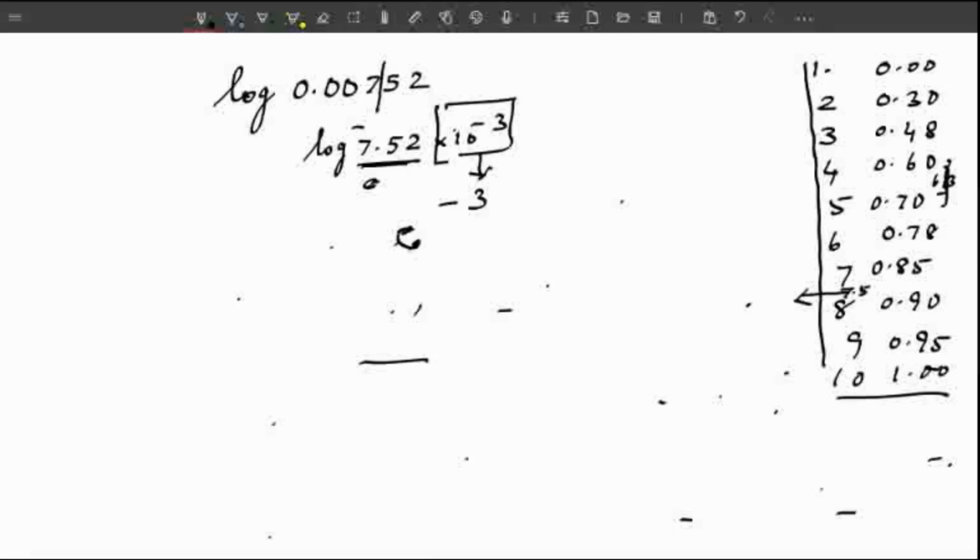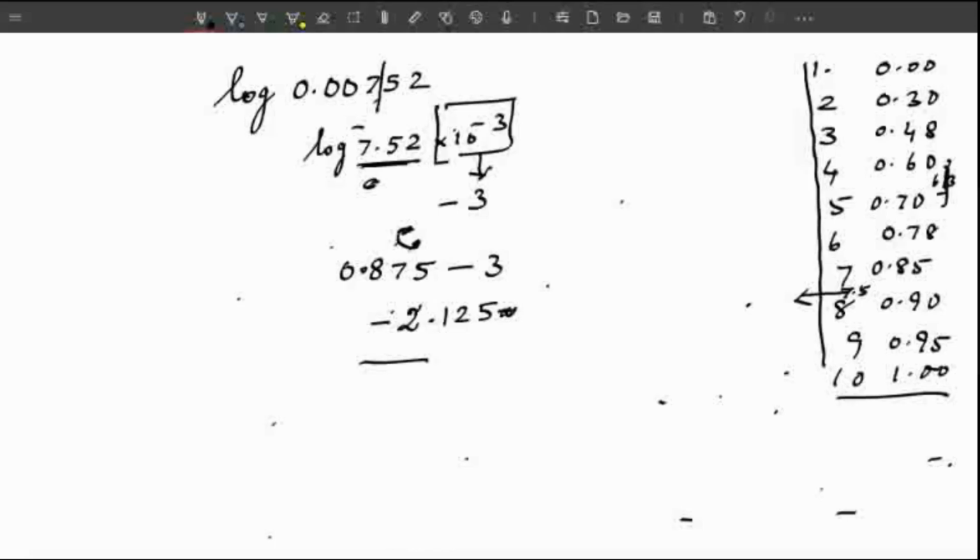The exact value is 0.875. Minus 3. 0.875. This is the positive value. This is the negative value. Therefore, if you subtract this, you will get 2.125. Therefore, the answer for the logarithm of this number is minus 2.125. What's the correct answer?